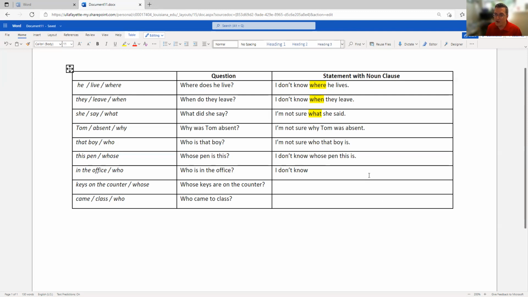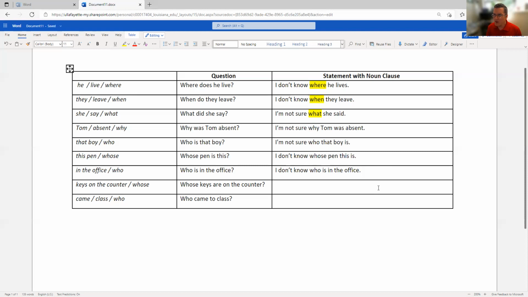Who is in the office right now? I don't know who is in the office. This one's okay. Because who is the subject, so we didn't have a reversal order in the question. There was no reverse. So here we say the same thing. There's no switch with the subject and verb. So I don't know who is in the office. Okay.